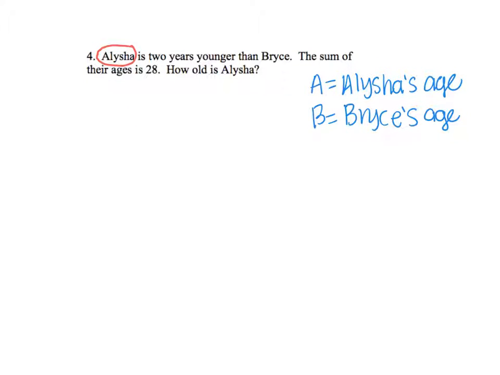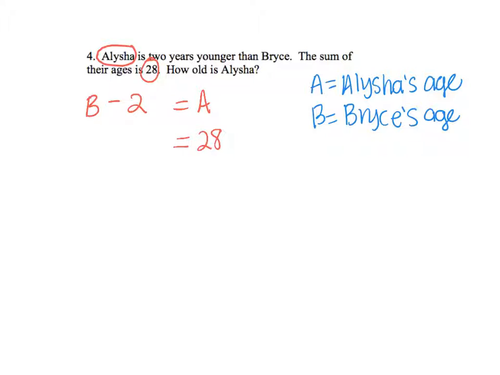And then the sum of their ages is 28. So I'm going to have one equation equal to A, which is Alicia's age, and one equal to 28. It says A is 2 years younger than Bryce. So we need to take Bryce's age and subtract 2 from it. If we did 2 minus Bryce's age, we would get a negative number. So we'll have Bryce's age minus 2, because that's 2 years younger than.